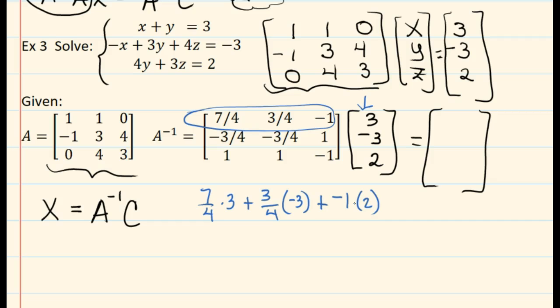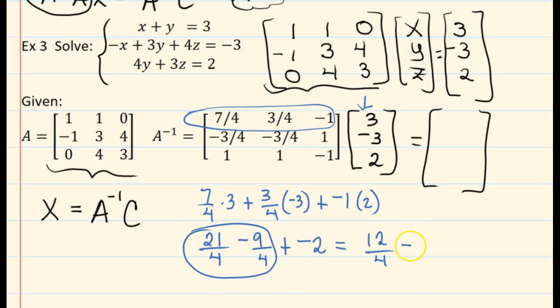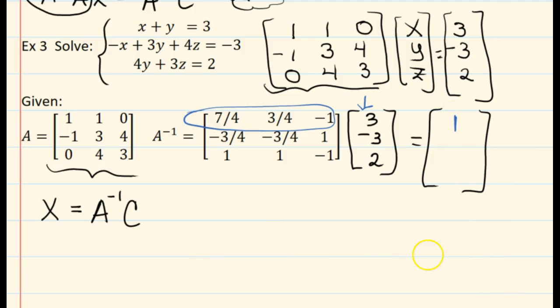This is where our handy dandy graphing calculator comes in handy, but we should be able to do this even without that. So that becomes 21/4, negative 9/4, plus a negative 2. When I add those two together here, I'm going to get 12/4, and we can see that's going to be 3 minus 2, which is equal to 1. So that's that first one.